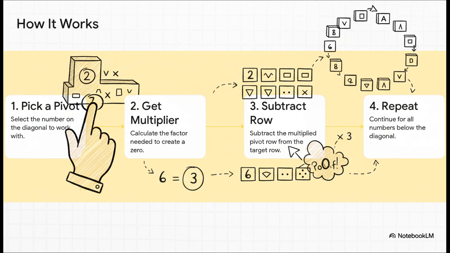First, you pick what's called a pivot. That's the number on the diagonal in the column you're working on. Then, for every number below it that you want to get rid of, you calculate a special multiplier. So say your pivot is a 2, and the number right below it is a 6. Well, your multiplier is 3. Then you just subtract 3 times the entire pivot row from that target row. And boom, the 6 turns into a 0. You just do that little dance for every single number you need to eliminate.